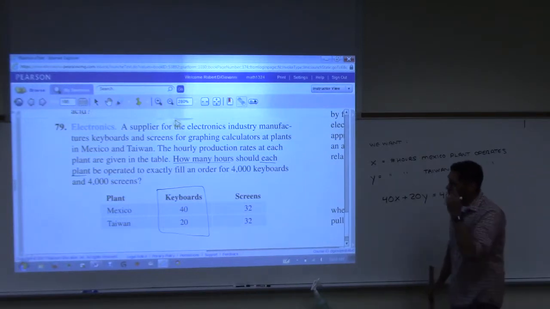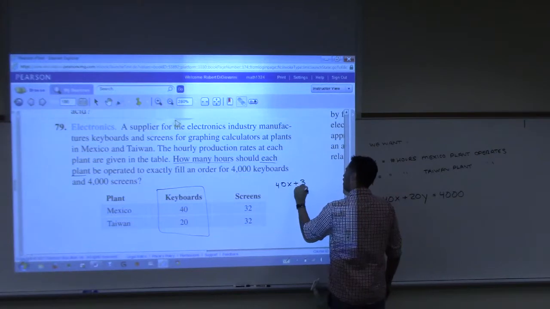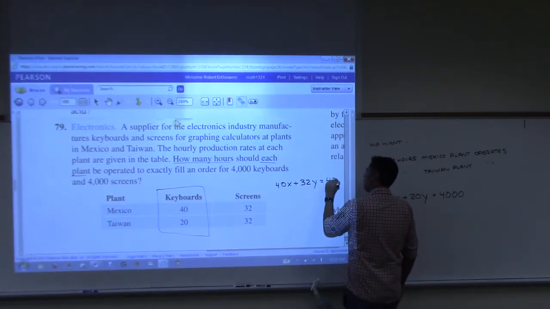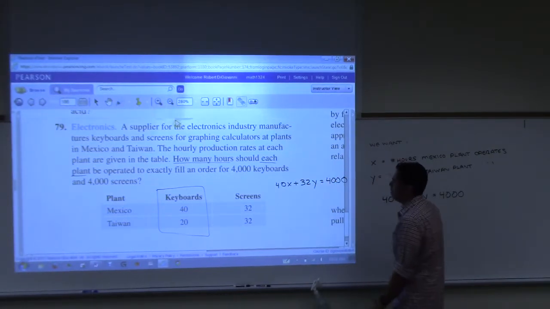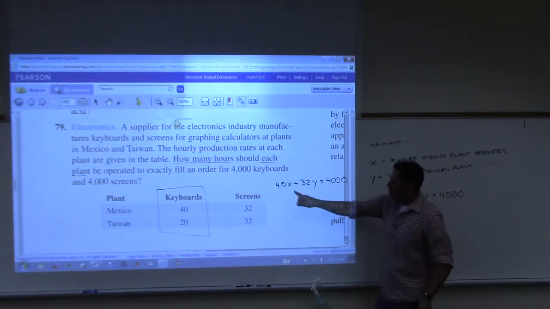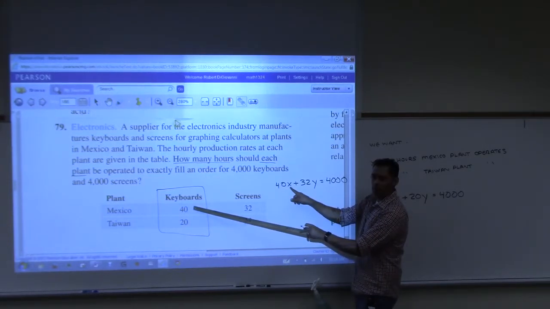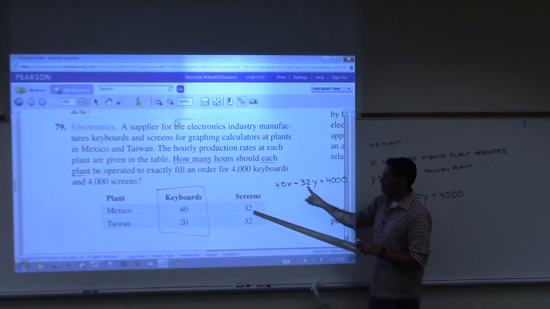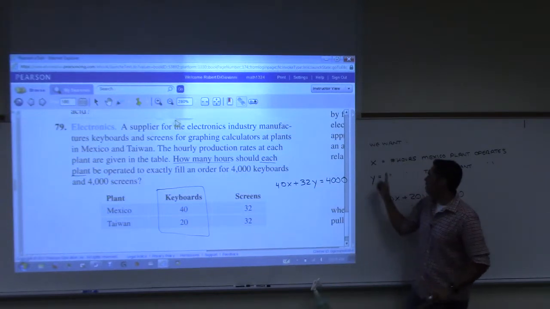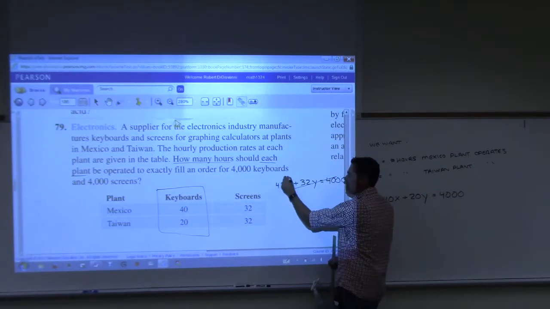I guess what I would be afraid of seeing is this. What would this mean? This would mean 40 keyboards per hour for Mexico. And then this would mean 32 screens, but this is not Mexico, right? Y is Taiwan. And so this would not make any sense. This equation would not make sense. Y'all see that?